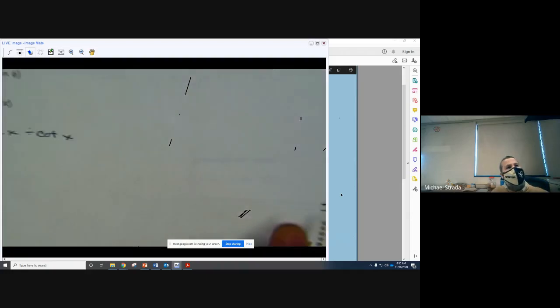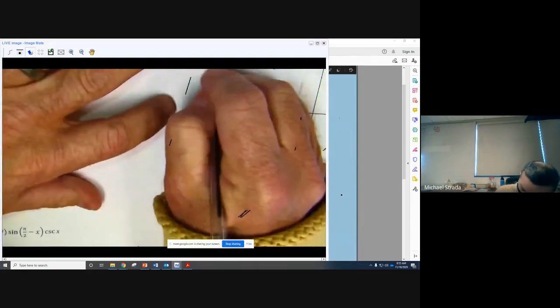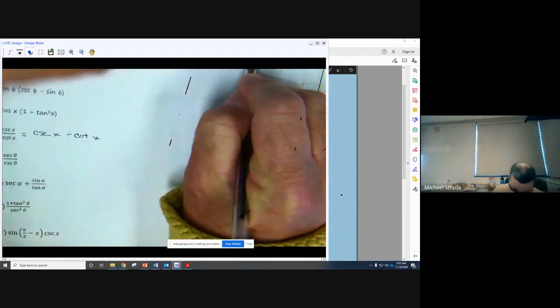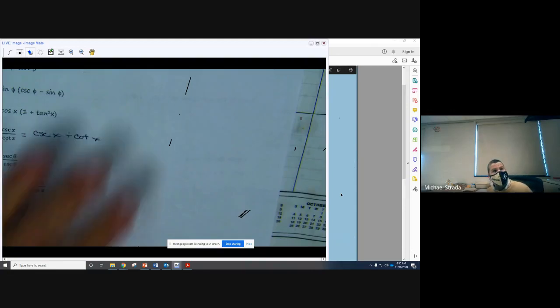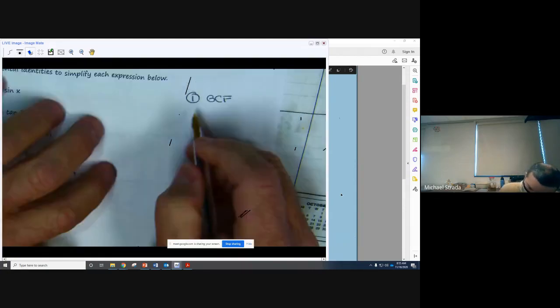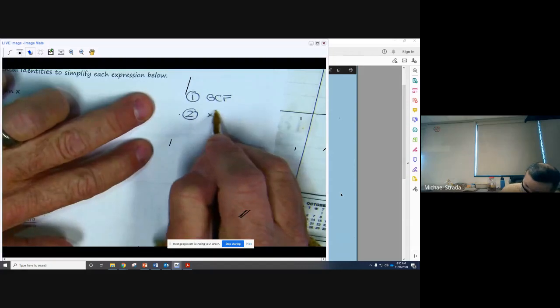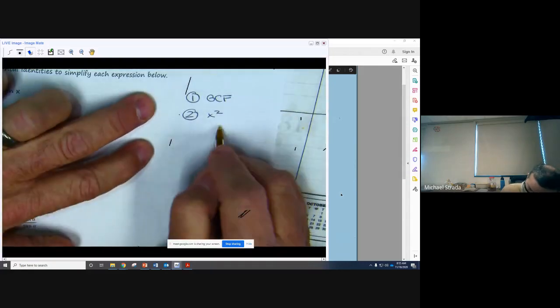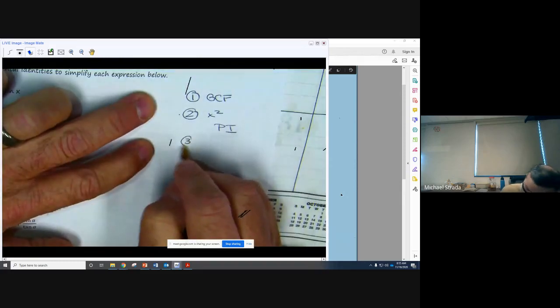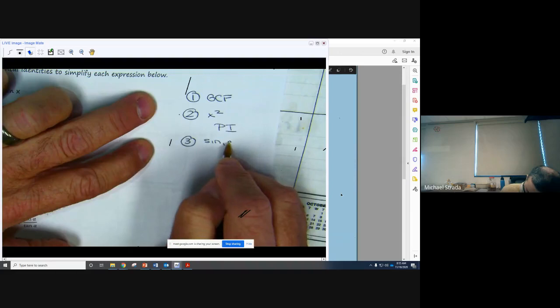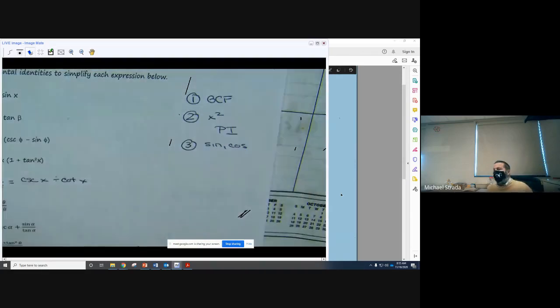Okay, let's go way back to the beginning. Number 1, you're looking for a GCF, so you're looking if they all have something in common that you can pull out. Number 2, you're looking for something squared, because that tells you you're looking for a Pythagorean identity. And number 3 is when all else fails, write everything in terms of sine and cosine. You can rewrite everything in terms of sine and cosine no matter what.